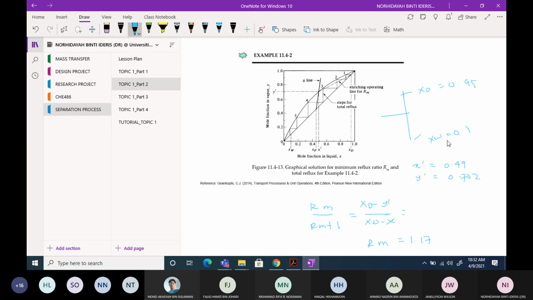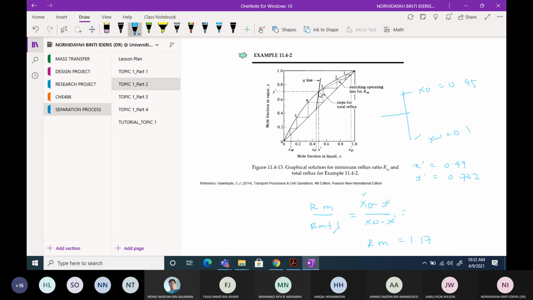All right, so what is the minimum reflux ratio? This is the equation that we're going to use. Rm over Rm plus 1 is equal to xD minus y prime over xD minus x prime. You know that this y prime and x prime is the pinch point. xD you know, which is 0.95. The y prime and x prime here is actually the intercept.